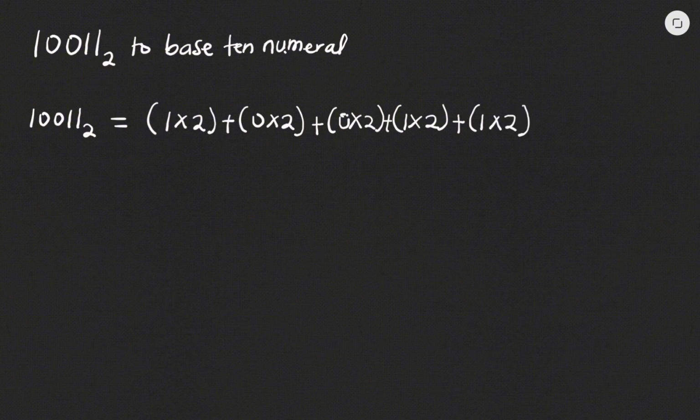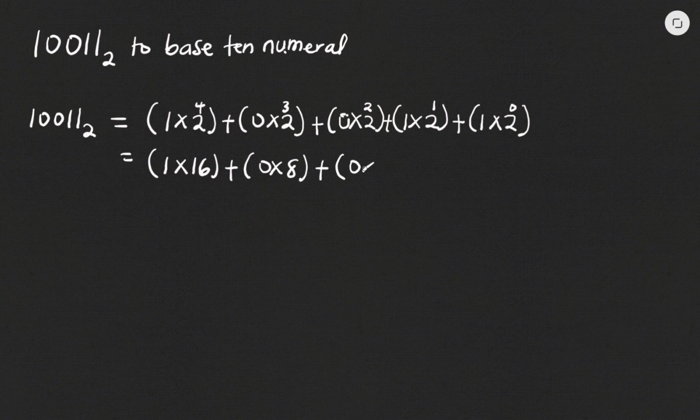We start giving powers to the base from the right to the left. So we have 0, 1, 2, 3, and 4. I have here 1 multiplied by 2 raised to the power 4 is 16, plus 0 multiplied by 2 raised to the power 3 is 8, plus another 0 multiplied by 2 raised to the power 2, which is 4, plus 1 multiplied by 2 raised to the power 1, which is 2, plus 1 multiplied by 2 raised to the power 0, which is 1.